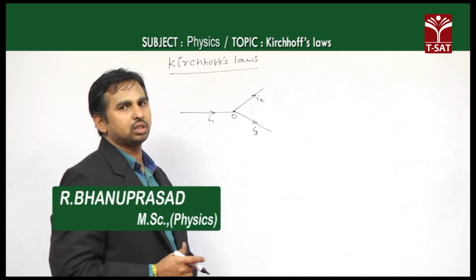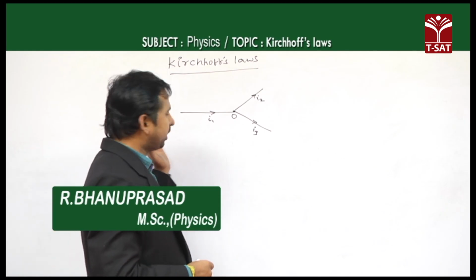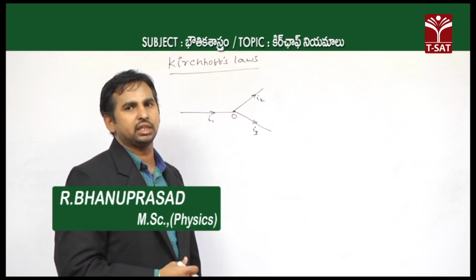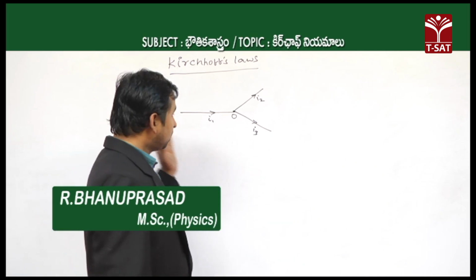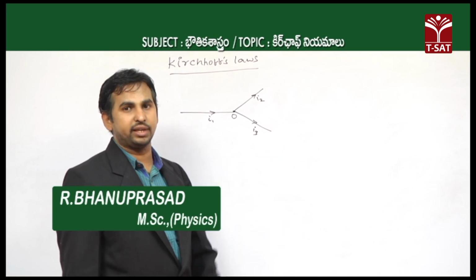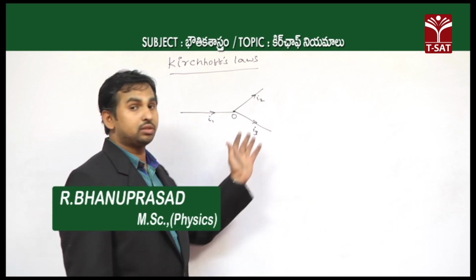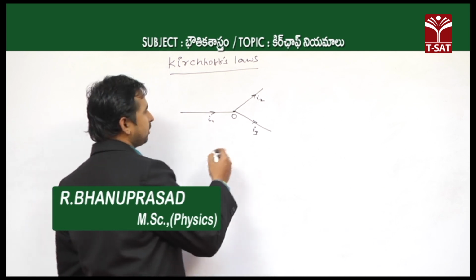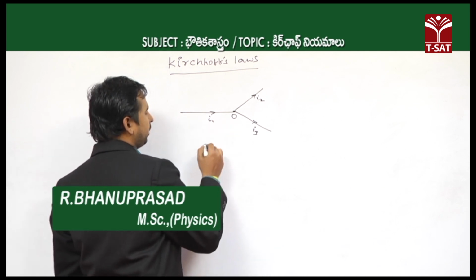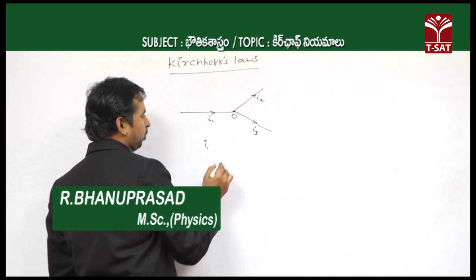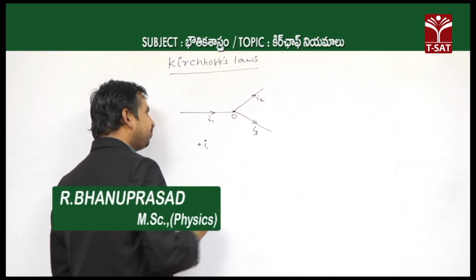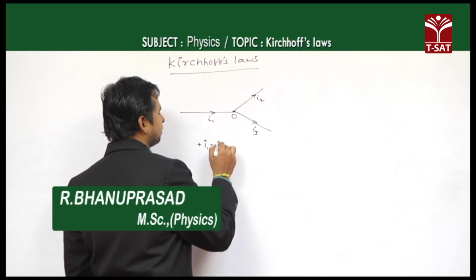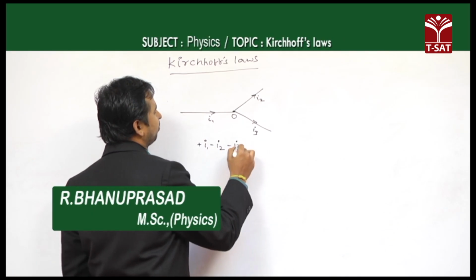The sign convention we have to take is that all incoming currents are positive and all outgoing currents are negative. The one which is incoming is taken as positive, and the one which is leaving is taken as negative. For example, in this case I1 is coming towards the junction point O, so I take it as positive, and I2 and I3 are leaving, so I take them as minus I2 minus I3.